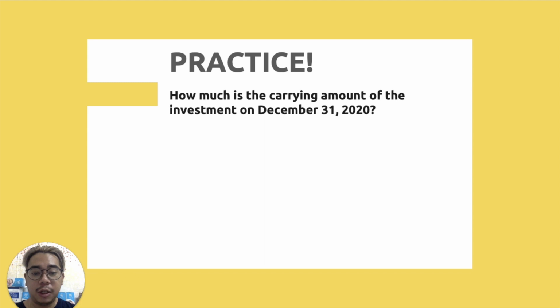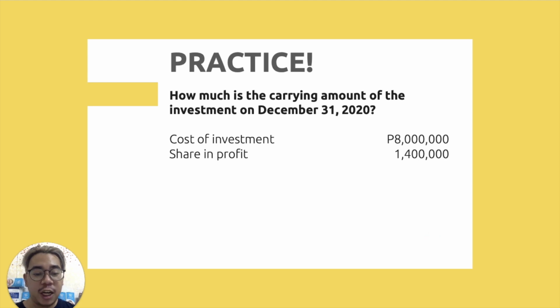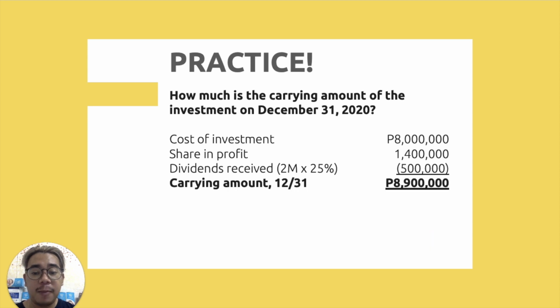The third question for this practice problem is how much is the carrying amount of the investment on December 31, 2020? So to compute that, first, yung initial cost ng investment natin is 8 million. We add the share in profit of associate, 1,400,000. And we deduct yung dividends received. Pero take note, 25% lang ng 2 million, that's 500,000.